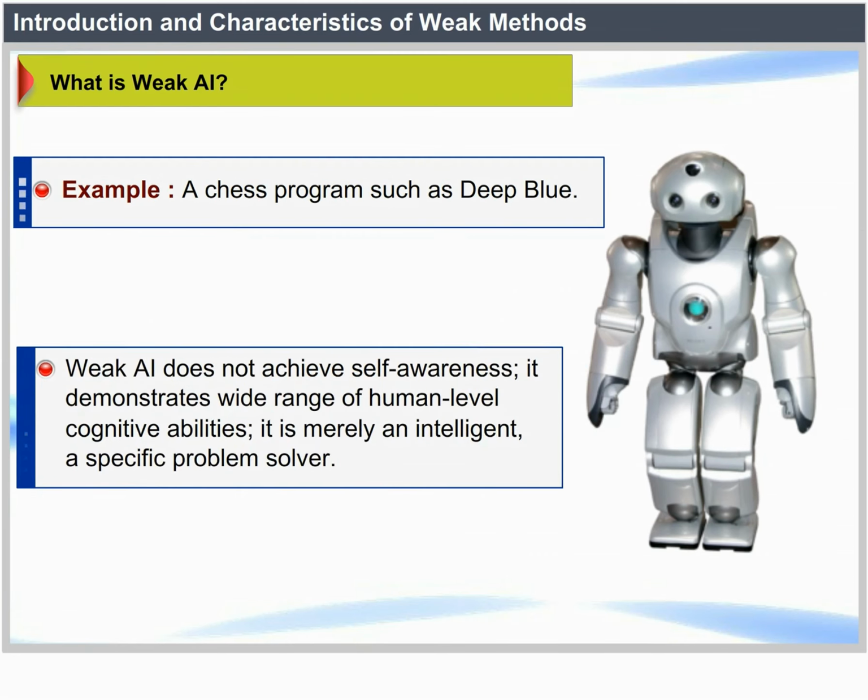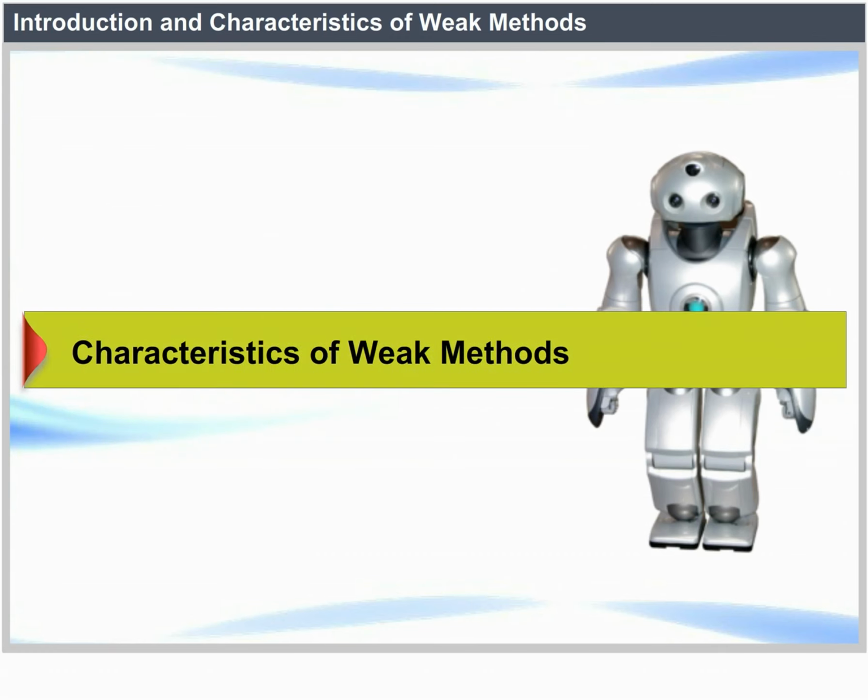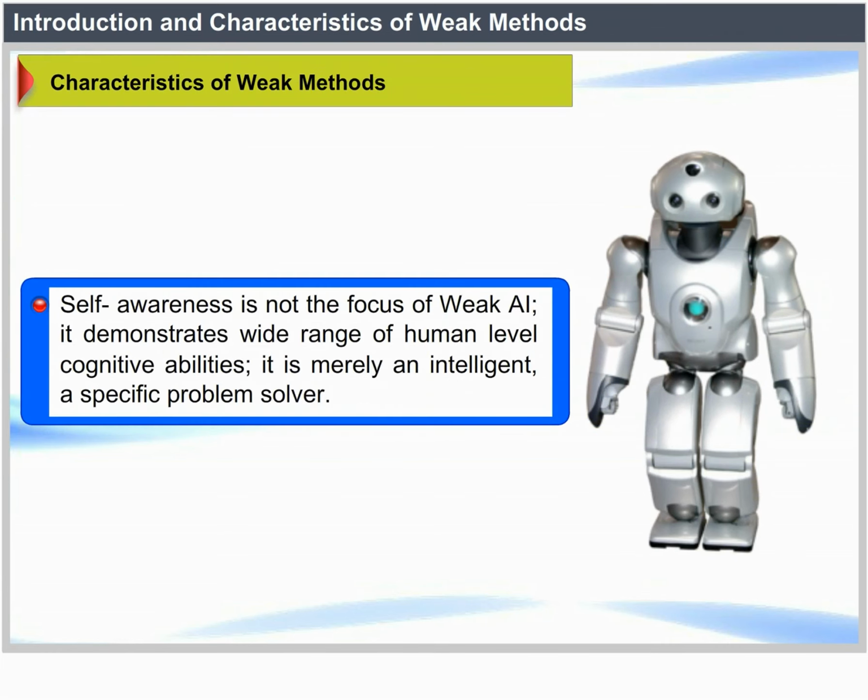Weak AI does not achieve self-awareness. It does not demonstrate the wide range of human-level cognitive abilities. It is merely an intelligent, specific problem solver. Characteristics of weak methods: self-awareness is not the focus of weak AI. It does not demonstrate the wide range of human-level cognitive abilities. It is merely an intelligent, specific problem solver.